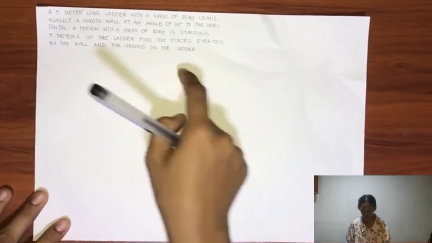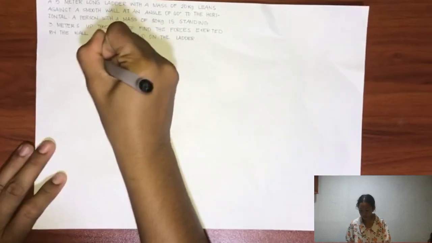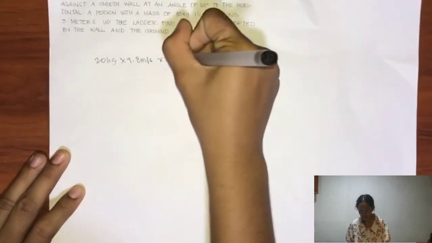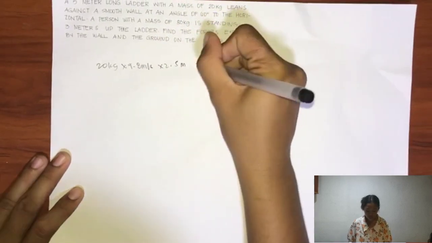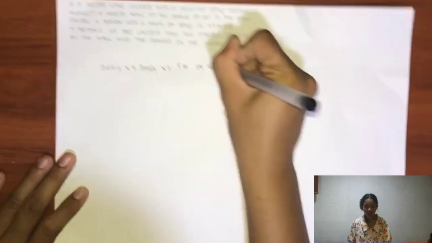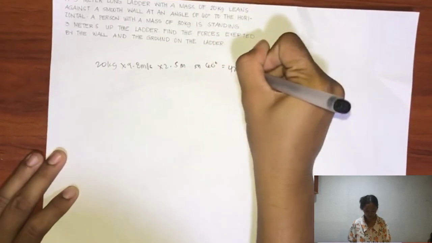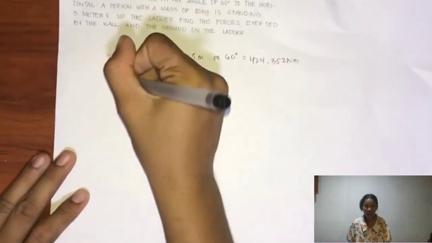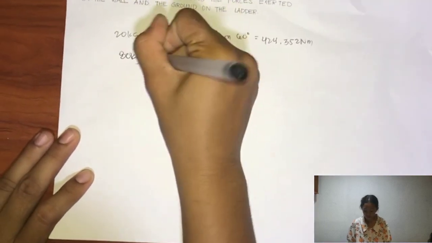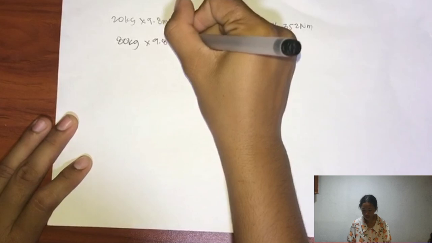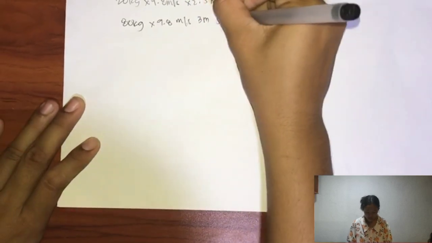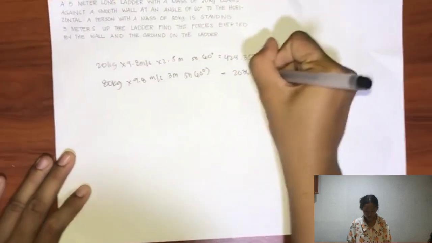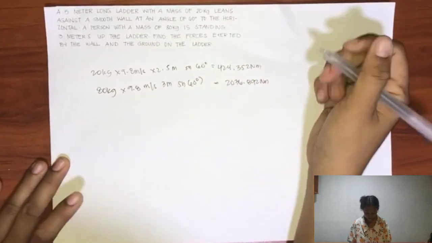So the moment of the ladder's weight is 20 kg times 9.8 meter per second squared times 2.5 meters sine 60 degrees is equals to 424.352 Newton meter. And the moment of the person's weight is equals to 80 kg times 9.8 meter per second squared times 3 meters sine 60 degrees is equals to 2,036.892 Newton meter.